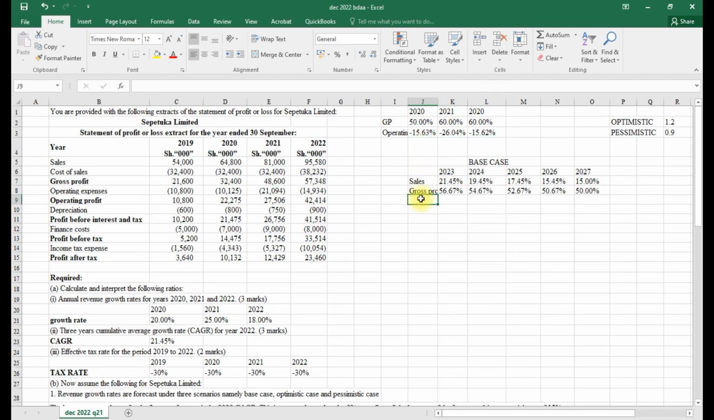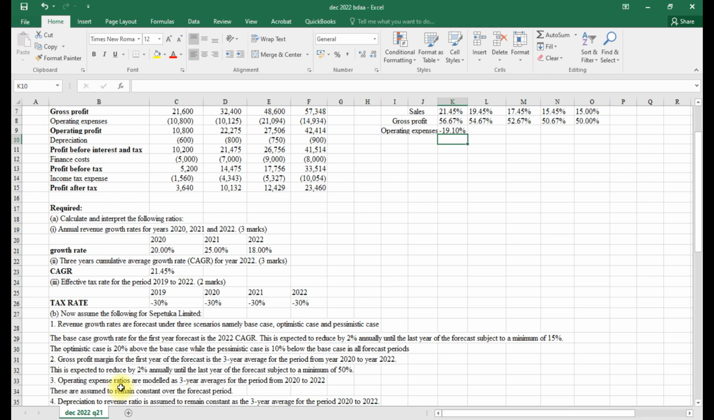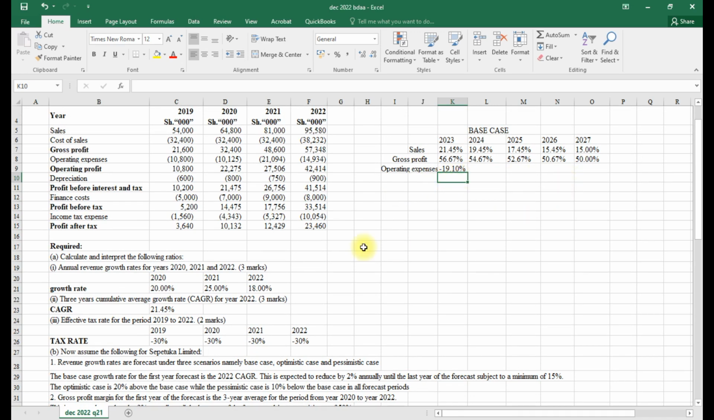And here our operating expense, so you can merge this, and then this one that way. So operating expense, it will be an average again, average of these 3. That average, it will be 19. Operating expense ratio are modeled as 3-year average for the period from 2020 to 2022. These are assumed to remain constant, so this one will be a constant, it will not change each year.